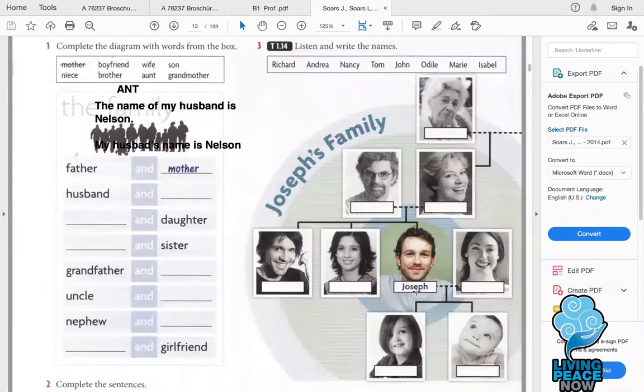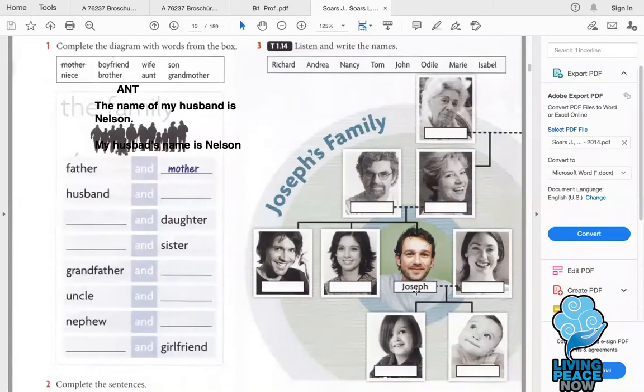8. How many people? 8. There are 9. 9, I think. 8? No. Yes, 8 plus him, 9. Yes, okay, good. So we are going to listen. 8, absolutely, yeah, thank you.